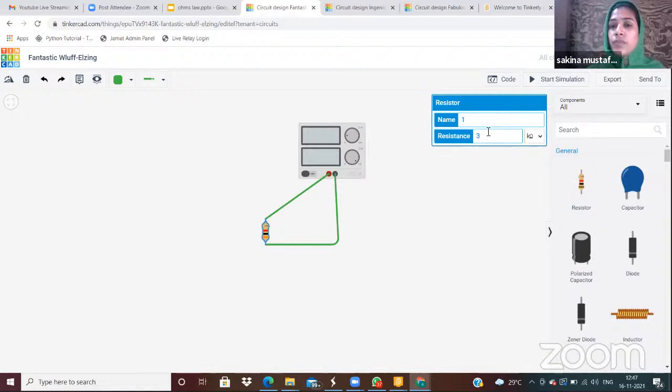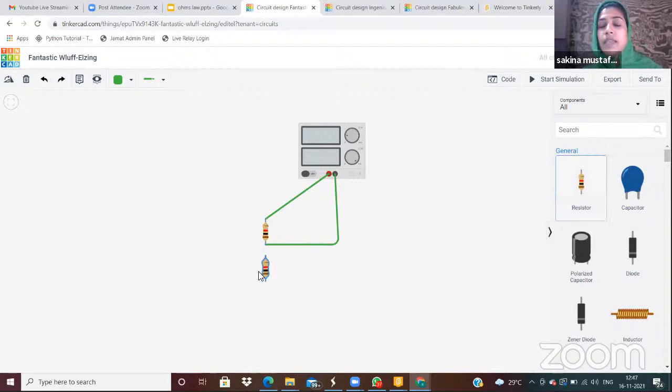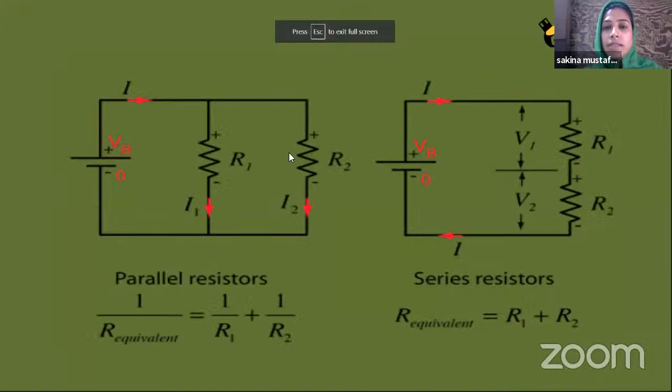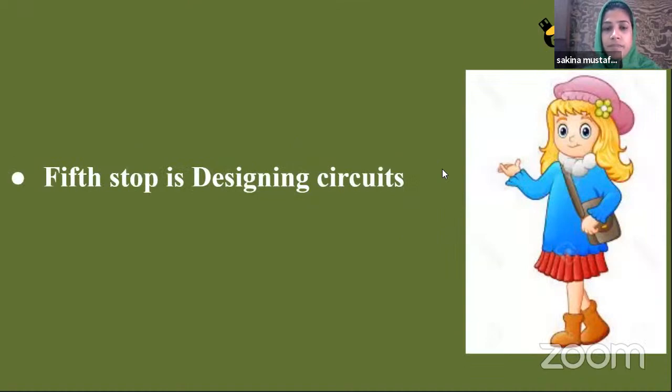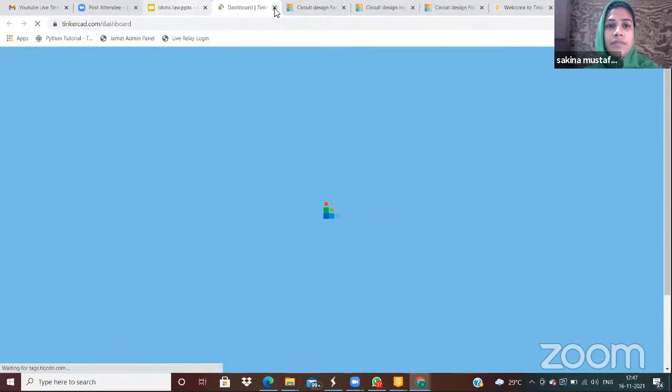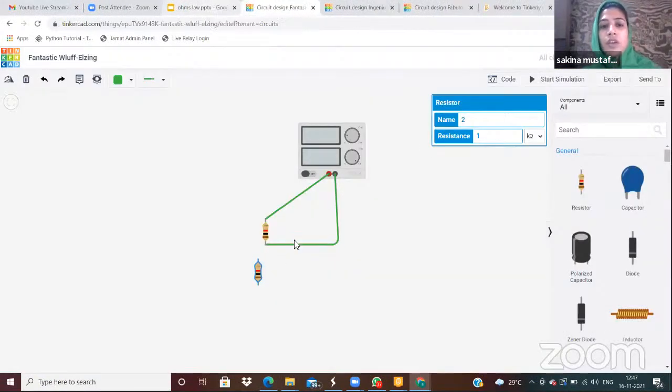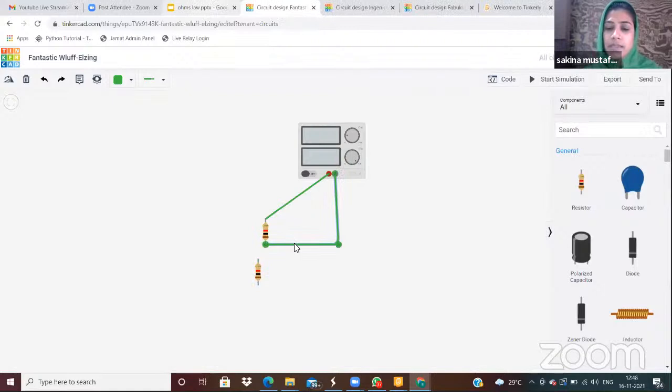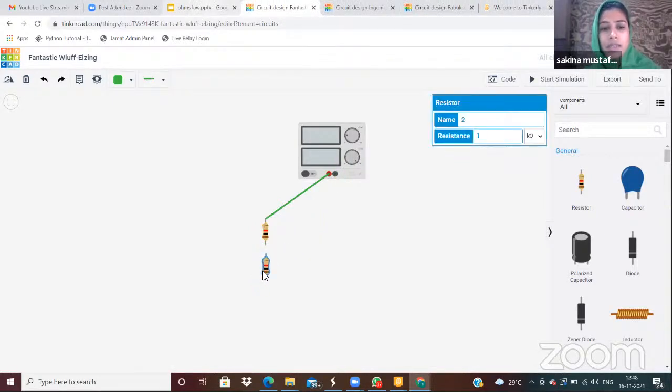Now what we'll do, we'll just make it 1K only, and now we'll connect it in a series. Series means, just see, what is a series? The resistors are connected in this manner, next to each other. So what we have to do, we have to connect it in a series. So what will happen if we are connecting in a series? You can connect it like this. One terminal is connected over here, another terminal is connected over here, and this terminal will go here.